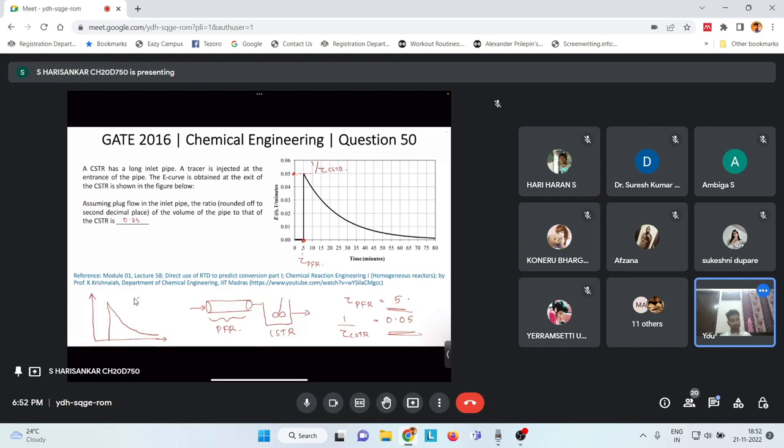So again, this is basically a straightforward question using this RTD curve. They have given us a system which basically means a system starting from a PFR followed by a CSTR, and we have the information that this point here at 5 will be the space time of the PFR, and this point on the y-axis will be the inverse, or 1 by space time, of CSTR. So using these two data from the residence time curve, we can find the ratio of the volume of the pipe to that of CSTR directly.